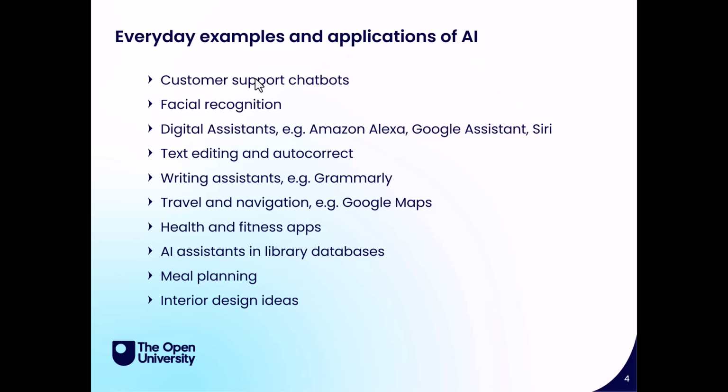Writing assistants, for example, Grammarly. Health and fitness apps, for example, Fitbit. You may also have come across AI assistants in library databases. And you may also be using generative AI for things like meal planning or interior design ideas.